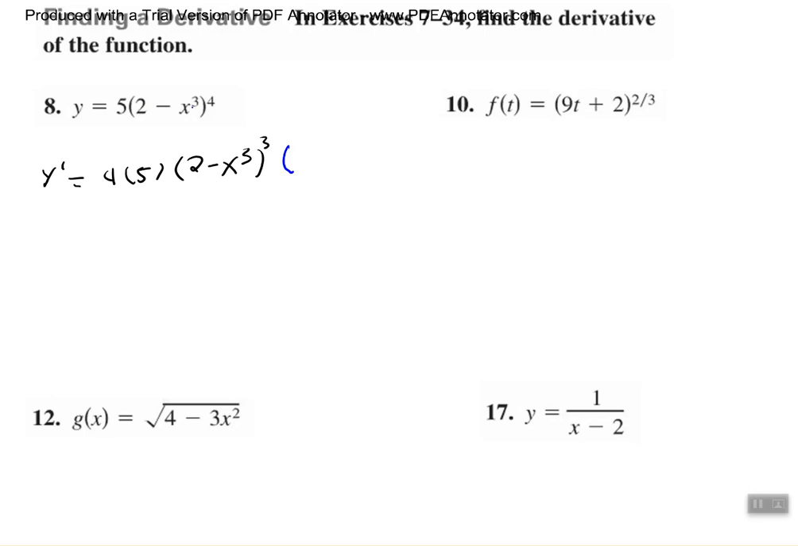So 2 minus x to the third, derivative of 2 is 0, derivative of negative x to the third is negative 3x squared. And then from there we simplify. So 4 times 5 is 20, times 3 is 60, negative 60x squared.